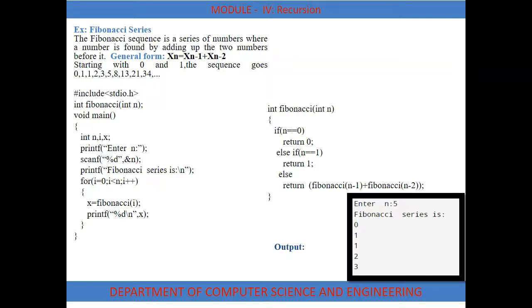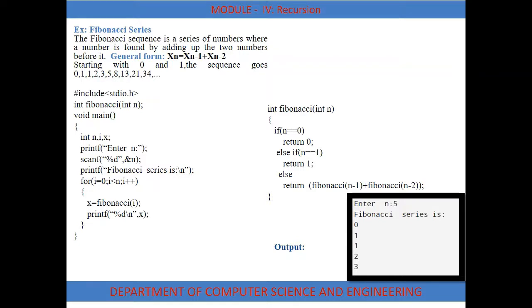Now again, to get the fifth term, we need to add the previous two numbers, that is 2 and 1. 2 plus 1 is 3. So now the Fibonacci series are 0, 1, 1, 2, 3 for n is equal to 5 and so on. So the general form for this is x n is equal to x n minus 1 plus x n minus 2. That is adding the previous two terms to get the present value. Let's see the example.